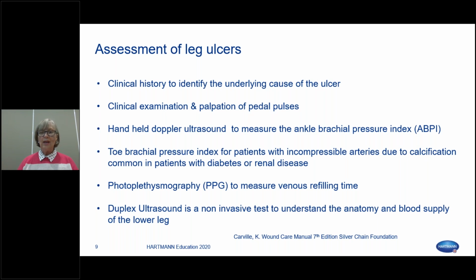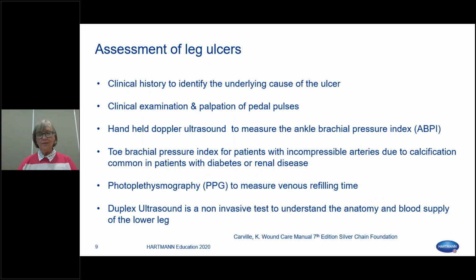This can be the result, and it's a bandaging disaster. Always take a clinical history to identify factors to help understand the underlying cause of the ulcer. Conduct a clinical examination, including palpating the pedal pulses. Measure the ankle brachial pressure index, or ABPI, to get an initial understanding of what the arterial circulation is like. In some instances, particularly patients with diabetes or renal disease, the arteries may be calcified, and therefore a toe brachial pressure is read as digital arteries in the toes are less affected by calcification.